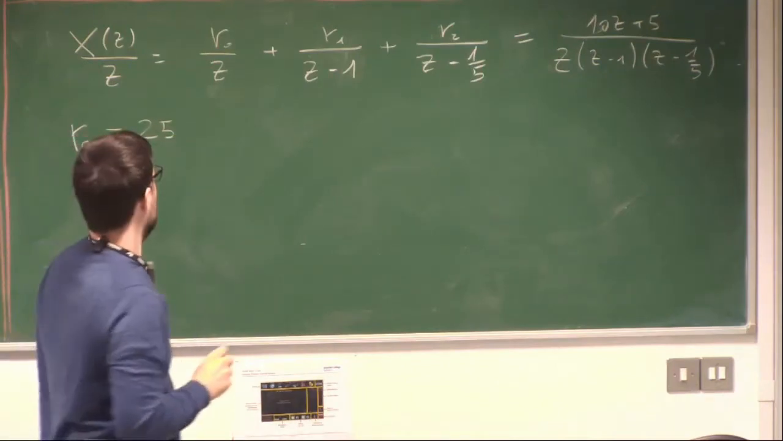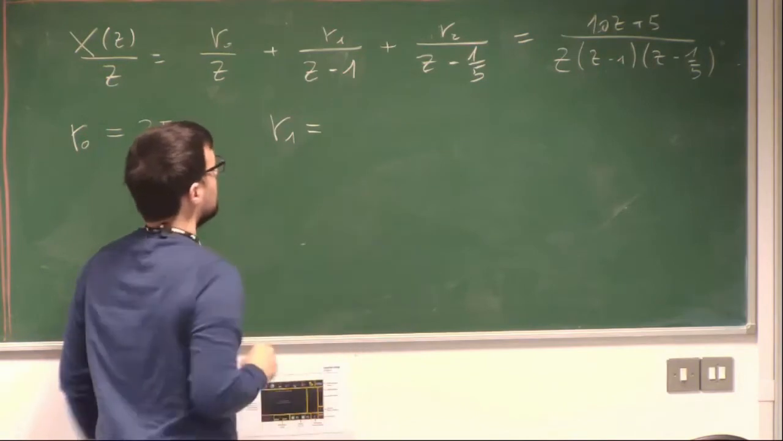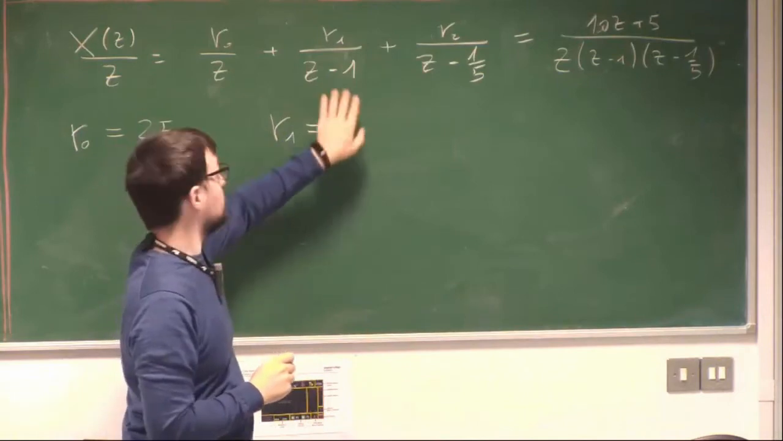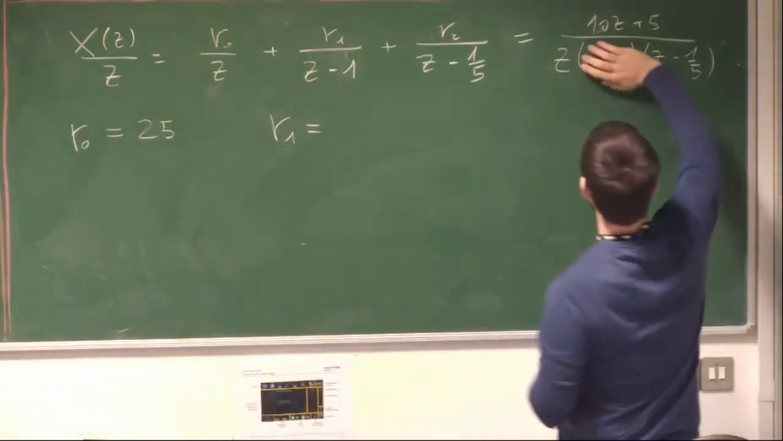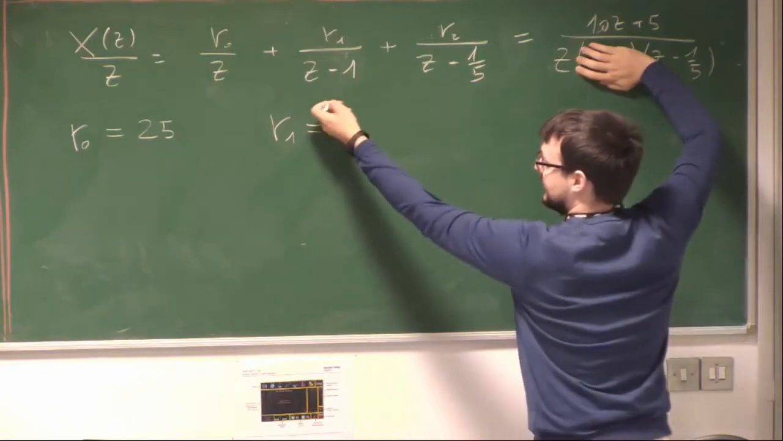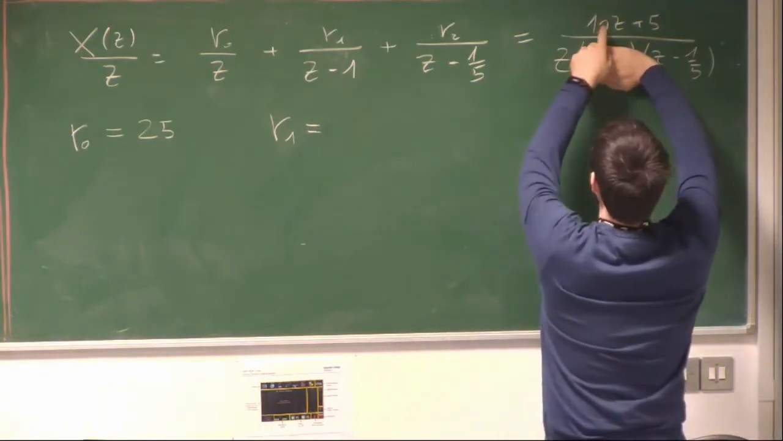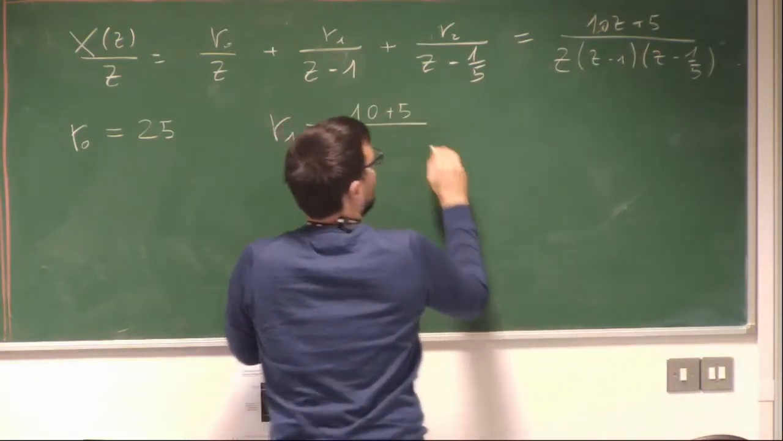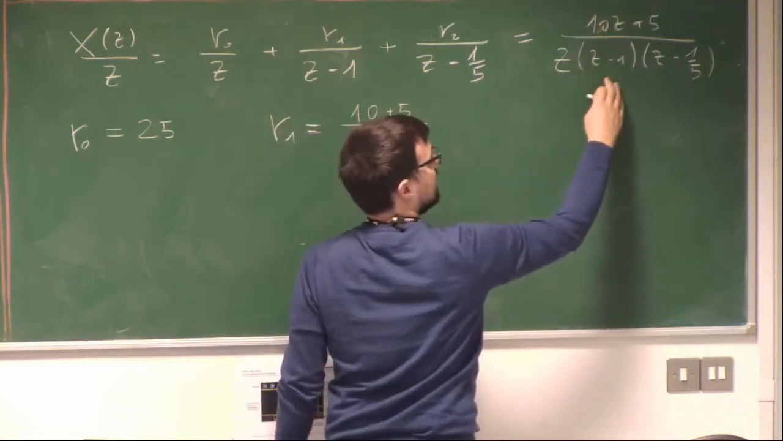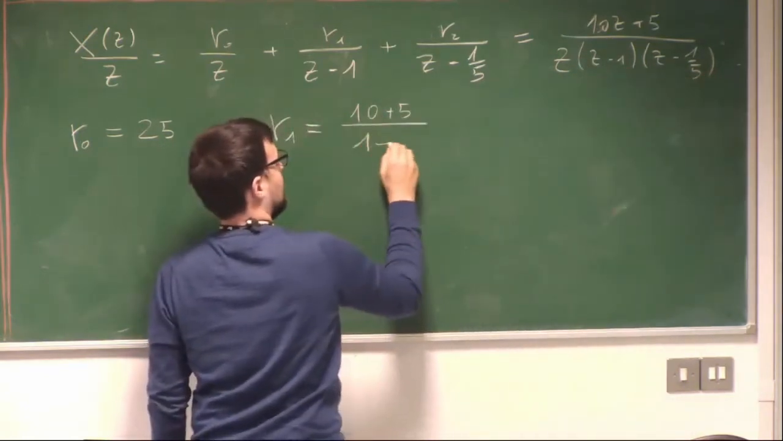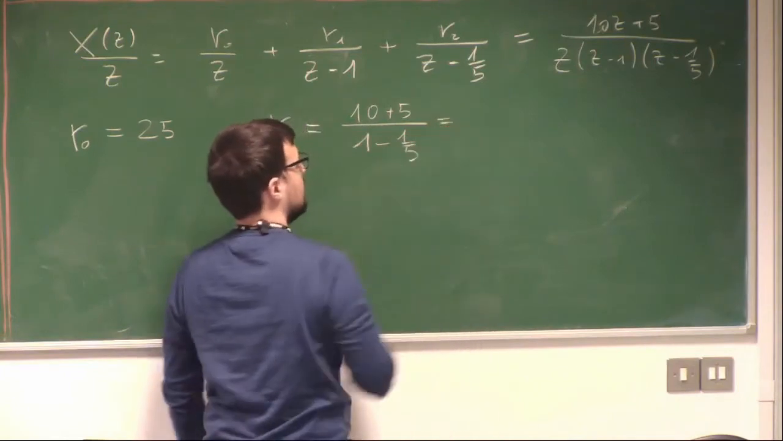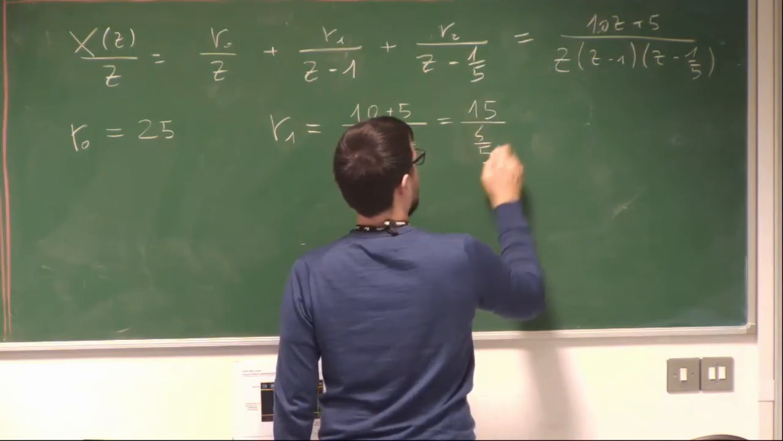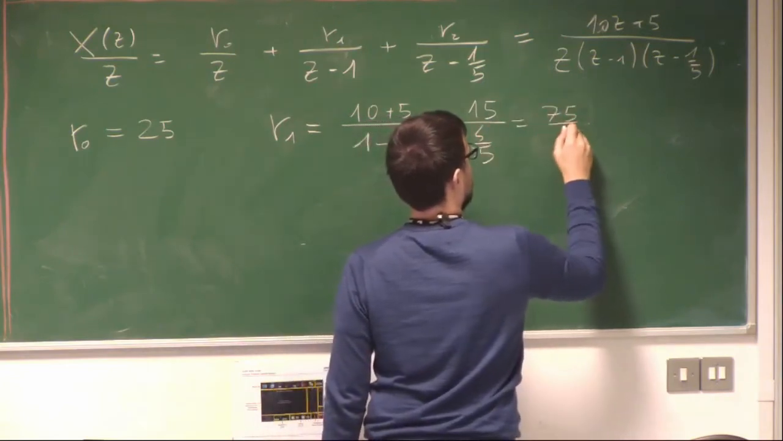Now r1 is computed by multiplying this by the pole term (z minus 1). So this term will disappear, and then we have to replace the pole, and the pole is 1. So it's 10 plus 5, divided by 1, this thing is not here, times 1 minus 1/5. So 1 minus 1/5. So this is 15 divided by 4/5, and so this is 75 divided by 4.